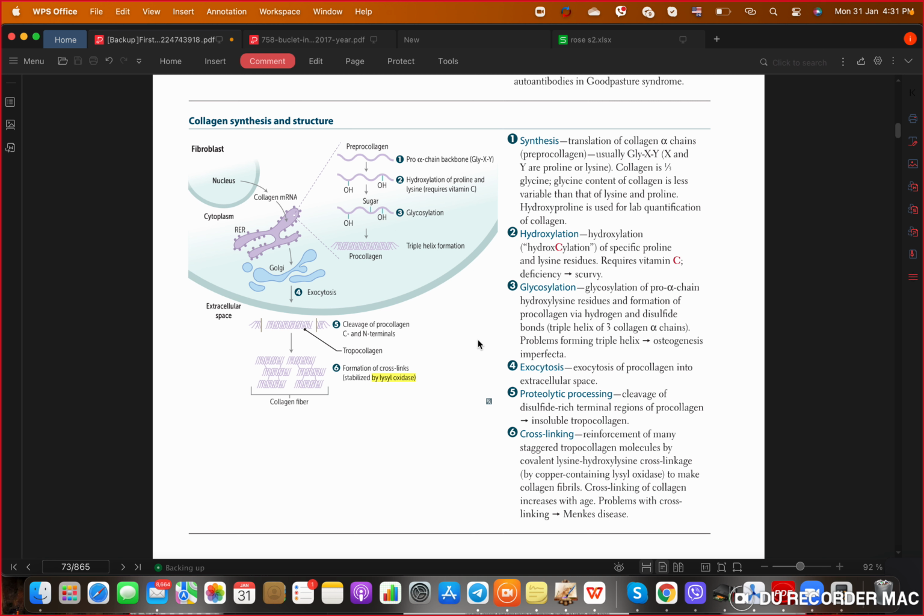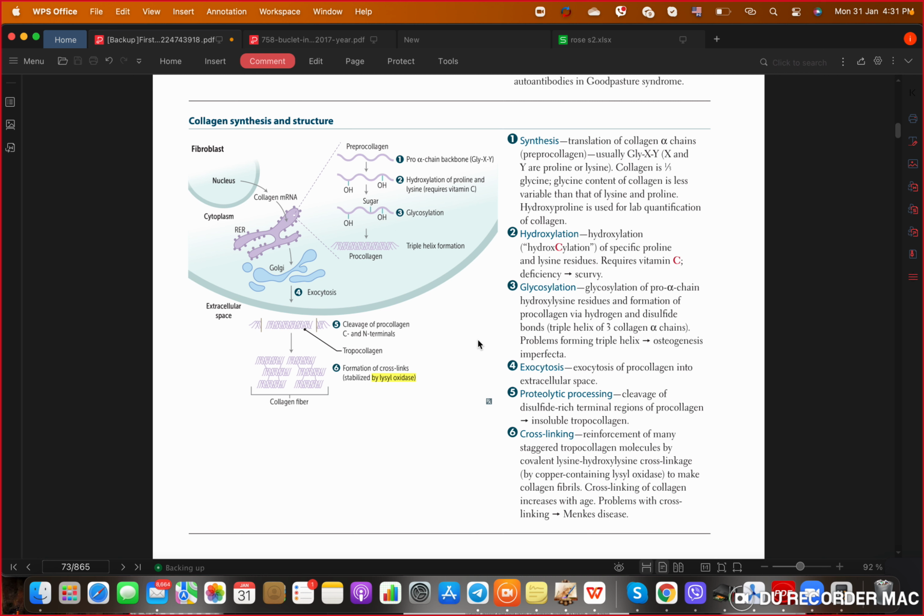So during the process of translation, the first type of collagen we make is called pre-pro-collagen. So translation of the collagen alpha chain gives pre-pro-collagen, and it's usually glycine-X-Y. What is the XY? XY means either proline or lysine.